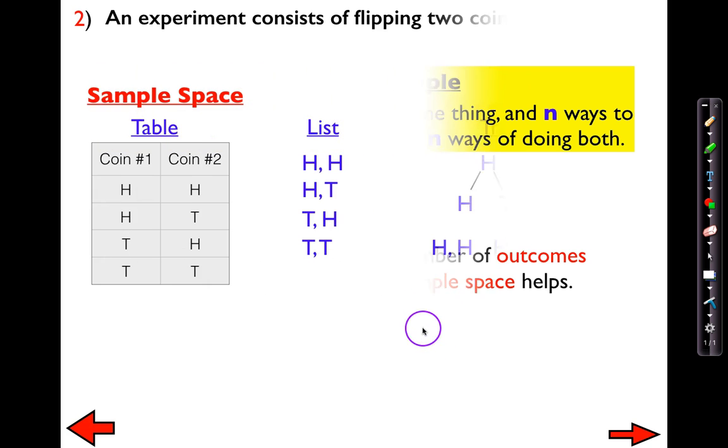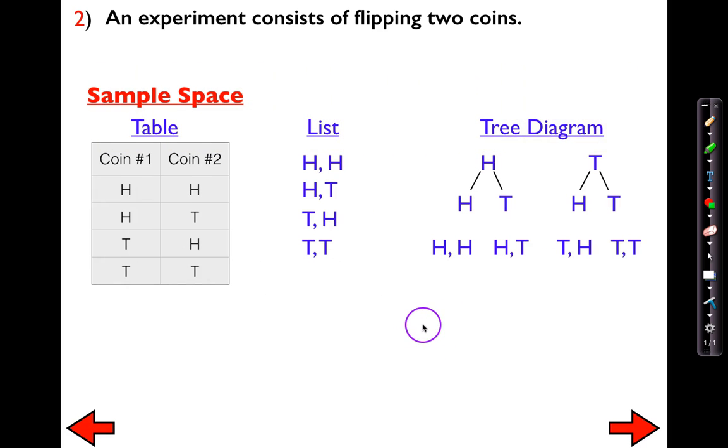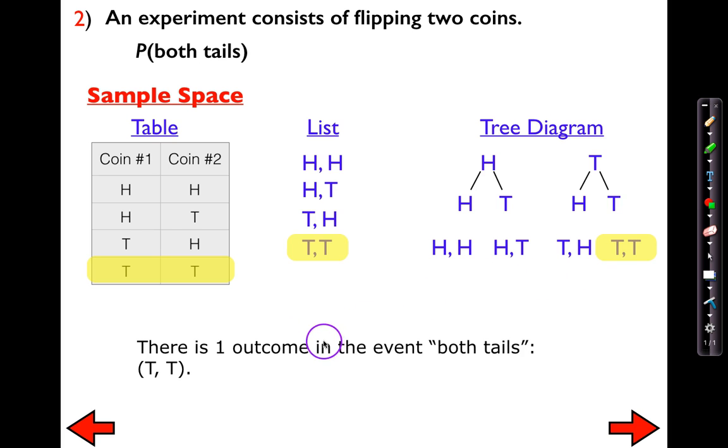Looking at this one, number 2. An experiment consists of flipping 2 coins, which we already determined the different outcomes for. What's the probability of both tails? Well, in the table, I see that there's 1 out of 4. In the list, I see there's 1 out of 4. And in the tree diagram, I see that there's 1 out of 4. So I'm going to say that there is 1 outcome in the event of both tails, so the probability is 1 out of 4.